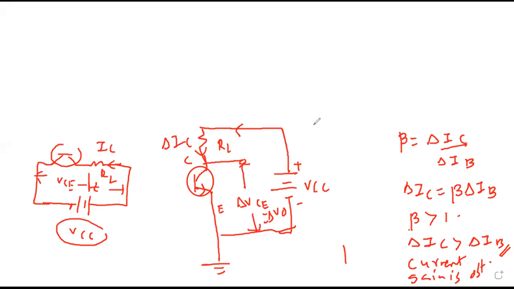Yes, sir. That means this entire voltage will be divided between this and this. Now let me write it roughly. So VCC is nothing but ICRL plus VCE. The battery voltage is across this circuit and across this, the total voltage. So I can say from the figure VCC is ICRL plus VCE.